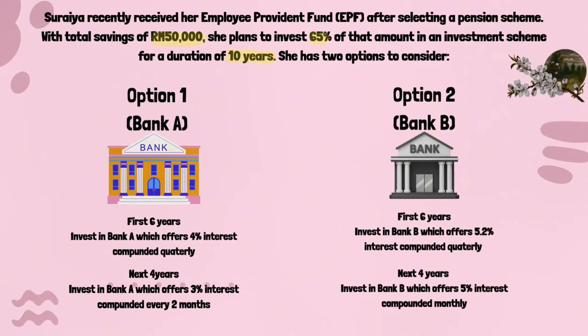Good evening, everyone, and let's dive in to the question. So Raya recently received her EPF after selecting a pension scheme. With a total saving of 50,000 ringgit, she plans to invest 65% of the amount in an investment scheme for a duration of 10 years.